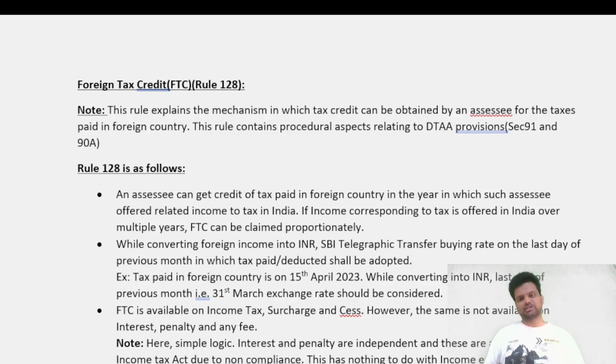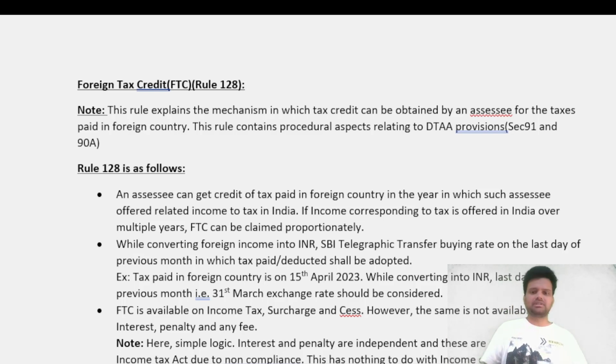Now the first question: what is foreign tax credit? Foreign tax credit is nothing but credit for the taxes paid in a foreign country. That means if an assessee generates any income in a foreign country and has paid taxes there, for the taxes paid in the foreign country he can avail a tax credit in India when he files the return of income. That is simply what foreign tax credit is.